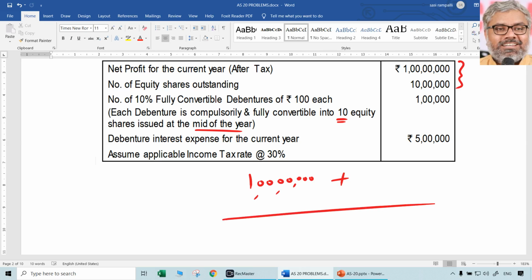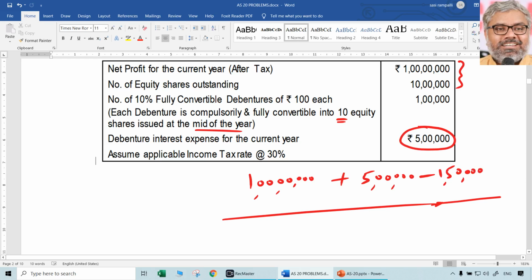But definitely, because of this, say 1 lakh debentures are there. Each of them is 100 rupees. On that, 10% means annually interest should be 10 lakhs. But current year it is only 5 lakhs because once again it is at the mid of the year, half of that. So that 5 lakhs can be saved definitely. Add that. But again, because of that, tax benefit we are losing. 30% of 5 lakhs means 1,50,000 that will be reduced from the numerator. So that is the numerator for diluted EPS.